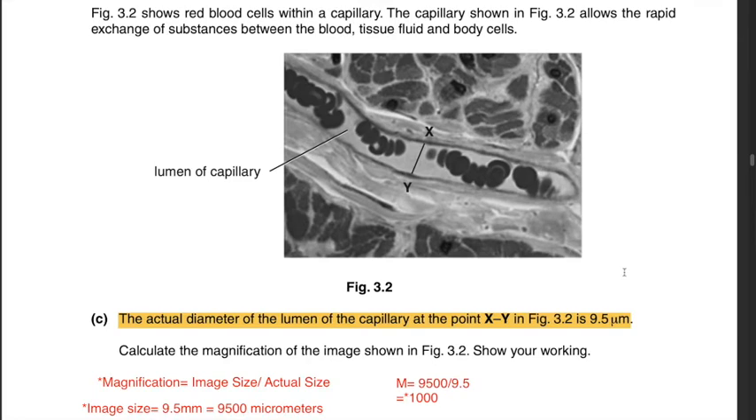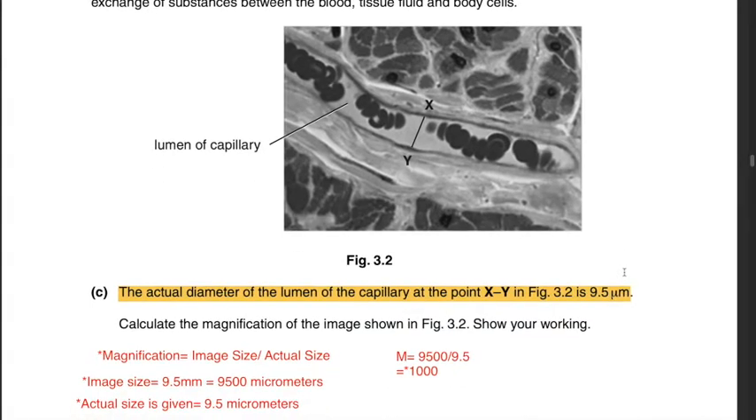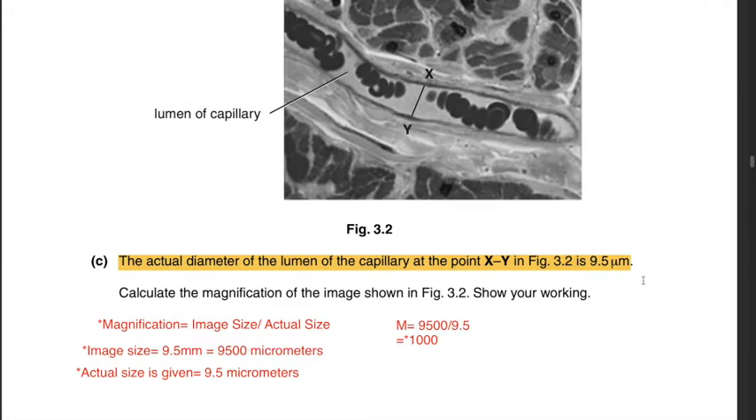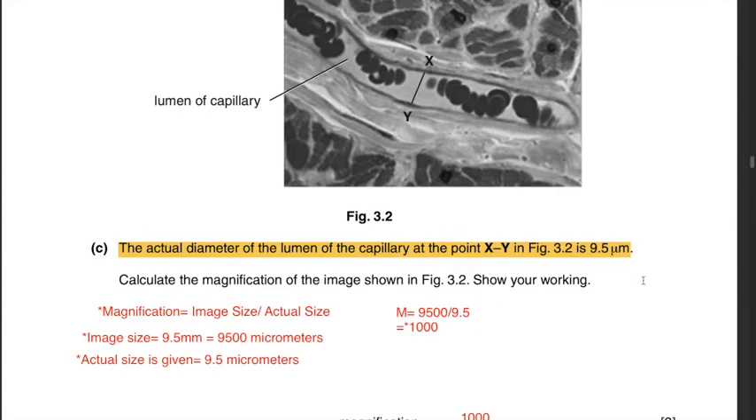Figure 3.2 shows red blood cells within a capillary. The capillary shown in Figure 3.2 allows rapid exchange of substances between the blood, tissue fluid and body cells. Part C. The actual diameter of the lumen of the capillary at the point X to Y in Figure 3.2 is 9.5 micrometers. Calculate the magnification of the image shown in Figure 3.2. Show your working. Magnification is nothing but image size upon actual size, and the actual size is already given, that is 9.5 micrometers. I have taken the image size as 9.5 millimeters, which is 9500 micrometers.